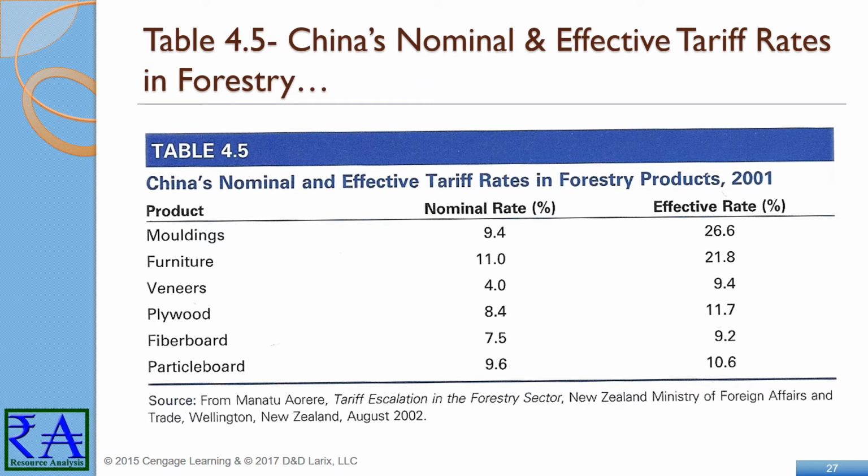Look at Table 4.5. Where do you estimate the marketplace tax burdens on forestry products are directed? Why did China develop a domestic effective tariff protection rate of 9.2% on fiberboard, but 26.6% on moldings? Who is the intended beneficiary of these tariff policies? Consider for yourself, who benefits?